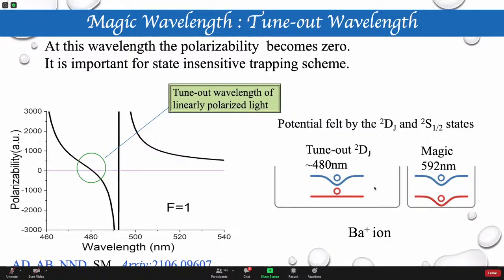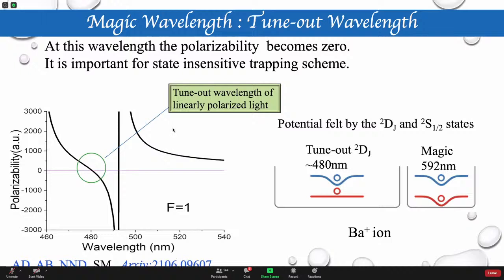At this tune-out wavelength, if we assume F equal to 1, your particular state will be insensitive to the external electric field, but the excited state will see the shift. While at the magic wavelength, both the states will be shifted, but the energy level difference between these two will be unchanged. So depending upon the experimental requirement, you choose what kind of wavelength you want to use.